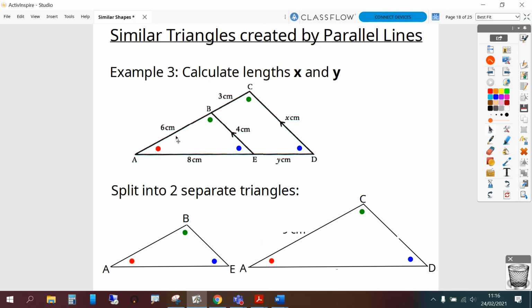One more example. Got this one here, ABE, and AB is 6, B to E is 4, A to E is 8. And the bigger triangle, got the 6 plus the 3, which is 9. On the bottom we've got 8 and this other bit y, so 8 plus y. And on the right hand edge I've got x.